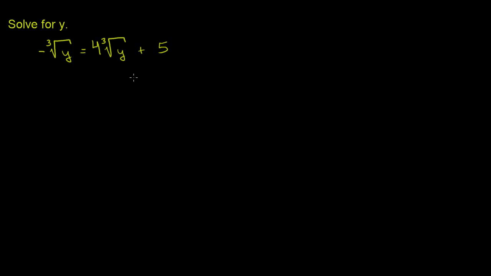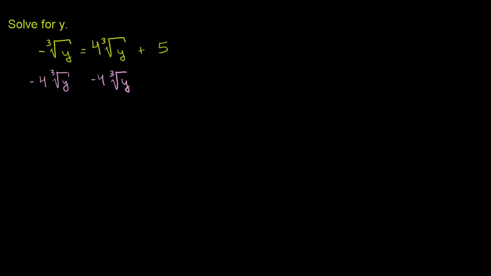So let's see if we can isolate the radical. So the simplest thing to do, if we want all of the radical onto the left-hand side of the equation, we can subtract 4 times the cube root of y from both sides of this equation. So let's subtract 4 times the cube root of y from both sides.